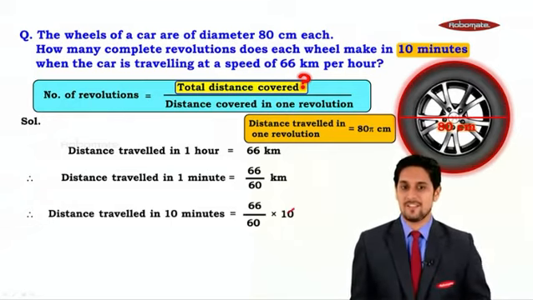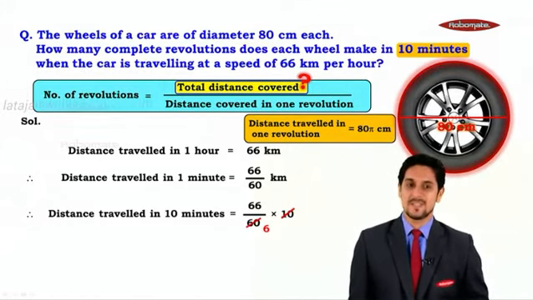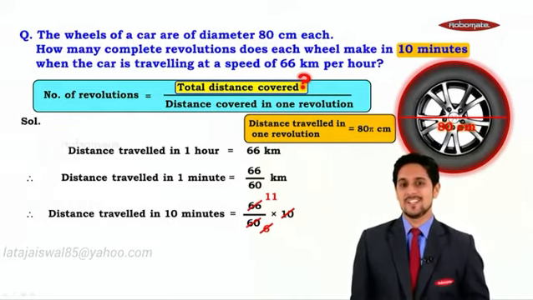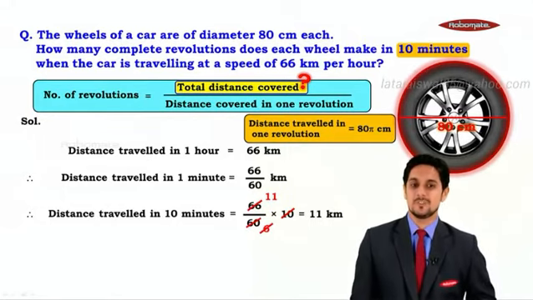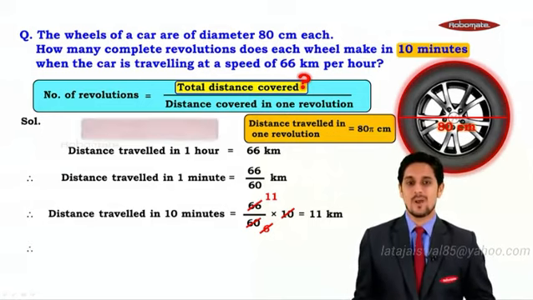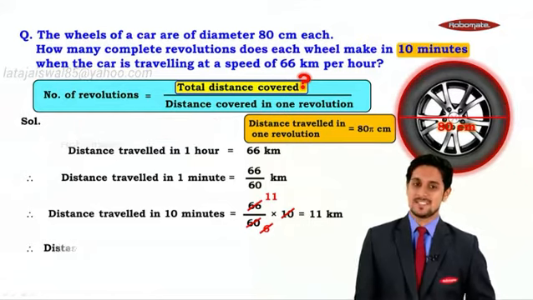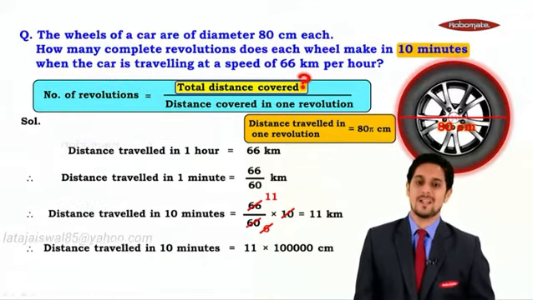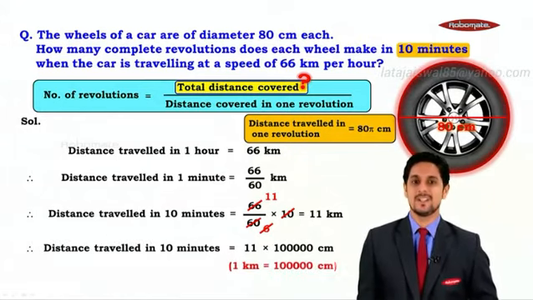On simplification, we have 10 into 1 times as 10 and 10 into 6 times as 60. 6 into 1 times as 6 and 6 into 11 times as 66. So the distance traveled in 10 minutes is 11 kilometers. Now we should know the conversion from kilometers to centimeters, which is 1 kilometer is equal to 1 lakh centimeters. So the distance traveled in 10 minutes will be equal to 11 into 1 lakh centimeters. We have calculated the numerator as well.